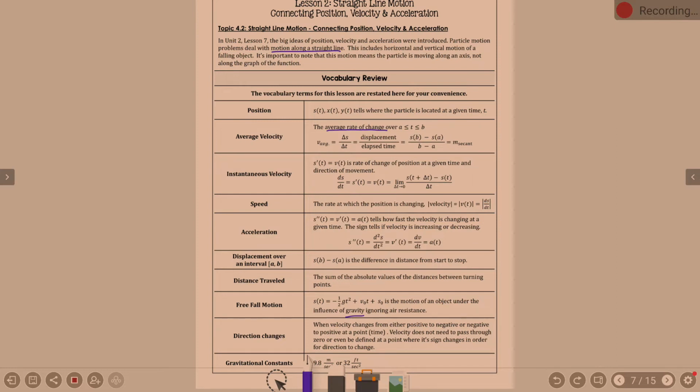Direction changes. Velocity changes either positive to negative or negative to positive. Velocity does not need to pass through 0 or even be defined at a point where its sign changes in order for direction to change. And then gravitational constants, 9.8 or 32. It depends. Are we talking meters per second squared or feet per second squared, right?